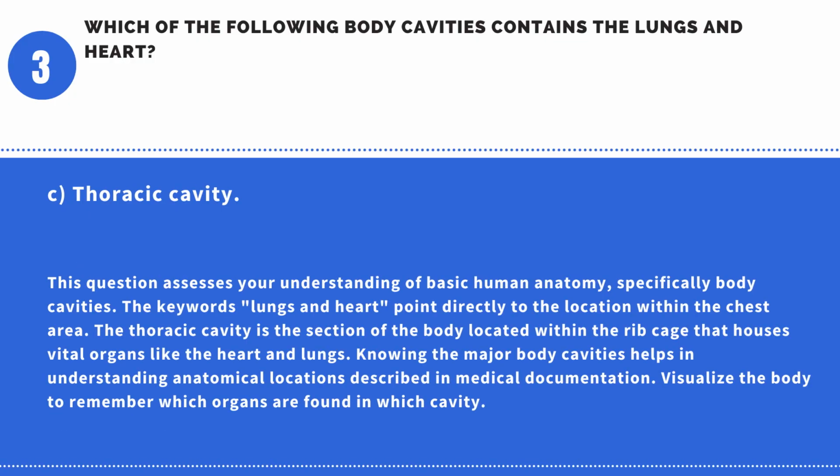Answer C. Thoracic cavity. This question assesses your understanding of basic human anatomy, specifically body cavities. The keywords lungs and heart point directly to the location within the chest area. The thoracic cavity is the section of the body located within the rib cage that houses vital organs like the heart and lungs. Knowing the major body cavities helps in understanding anatomical locations described in medical documentation. Visualize the body to remember which organs are found in which cavity.